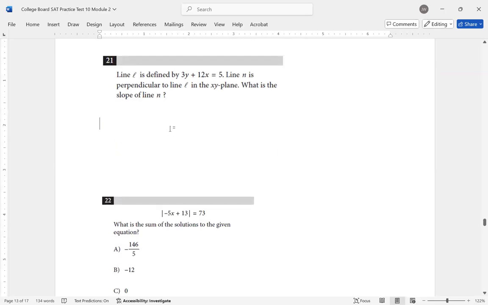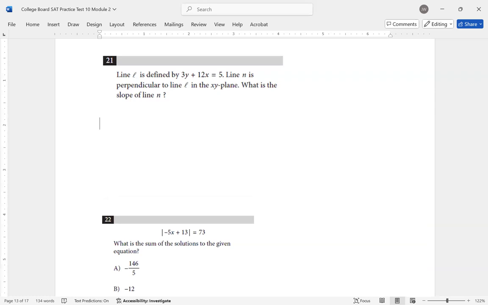Question 21. Line L is defined by 3y plus 12x is equal to 5. Line N is perpendicular to line L. What is the slope of line N? The first thing I want to do is deal with line L.